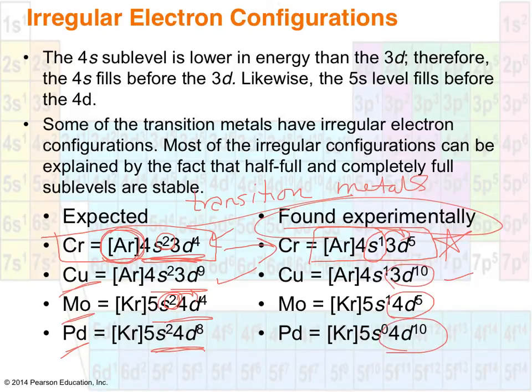So scientists believe this happens because there is particular stability with half full and completely full sublevels. And so you notice by promoting one of the S electrons into the D sublevel, we now have, in the case of palladium, a completely full D sublevel, and in the case of molybdenum and chromium, a half full D level and a half full S level. So that's particularly stable. So that's just, like I said, probably a random multiple choice question.